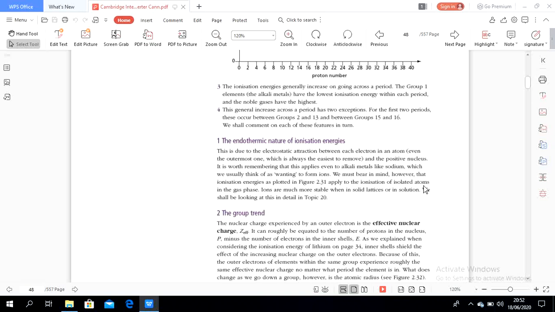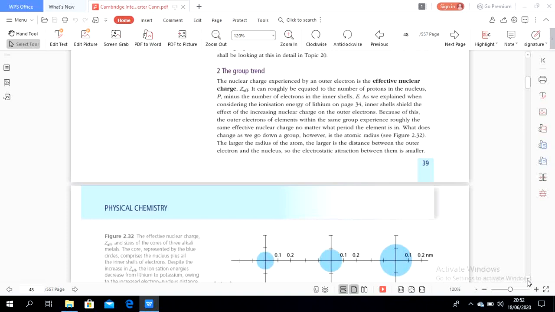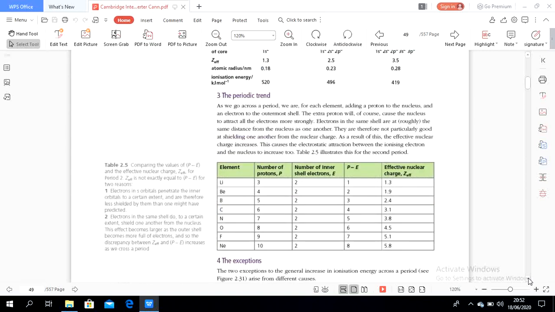And then the group trend. Nuclear charge experienced by an outer electron is the effective nuclear charge. The more electron shells, the more shielding effect. That makes the first ionization energy decrease down the group. Okay, and then the periodic trend across the period. Of course, across the period, as I said, the number of shells will be the same, but there are more electrons in the shell.